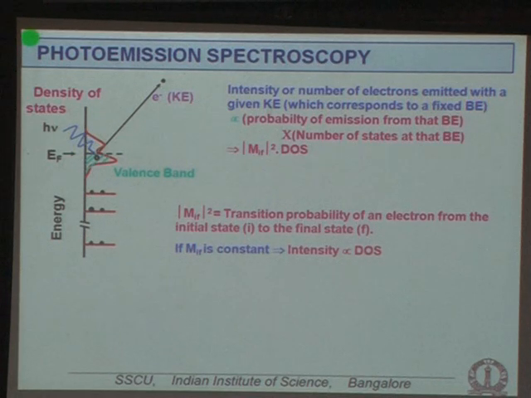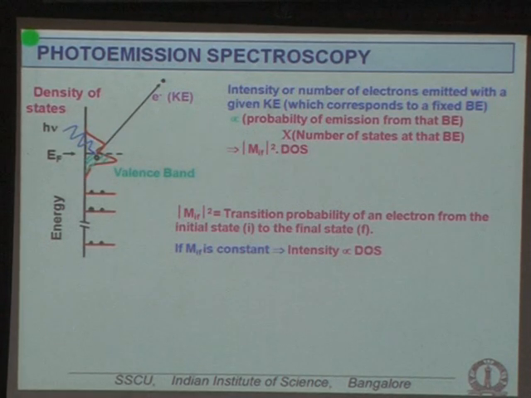This quantity depends very strongly on the initial state I as well as on the final state F. If only M_IF would be constant, the intensity would be proportional to the density of states, but it is not at all constant. It depends very drastically on the nature of I and the nature of F. Now, given the nature of I, the nature of F is fixed, because given an initial state, which final state you go to is fixed by the energy conservation.